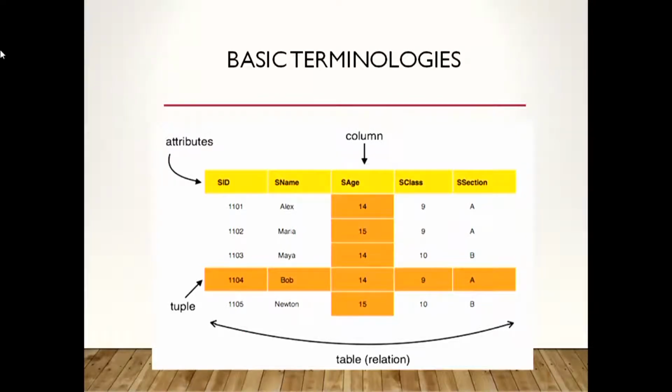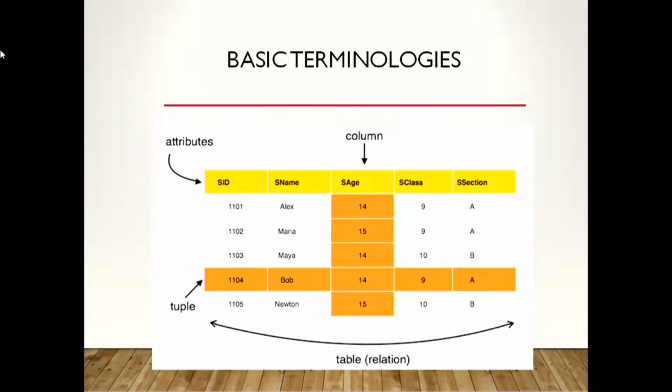So now let us understand this. This is a table. This table has 5 attributes, 5 columns. What are those columns? This is representing the data for a student. So the 5 attributes are SID, which is representing the student ID, SName, which is representing the student name, SAge, which is representing the age of the student, SClass, and SSection, so the student's class and the student's section.